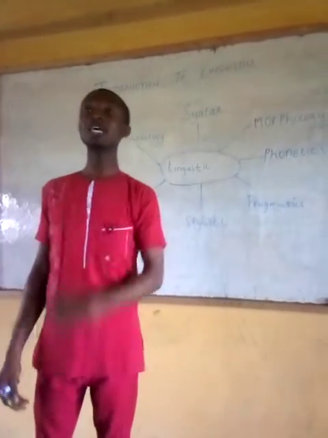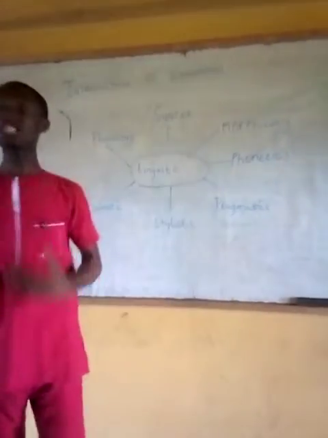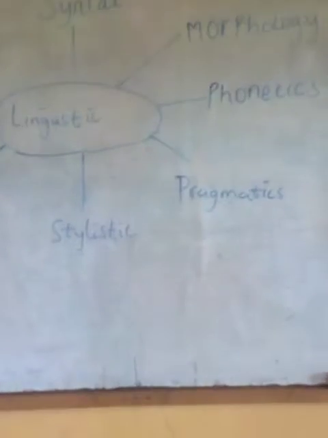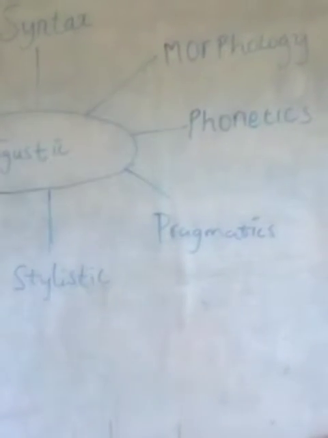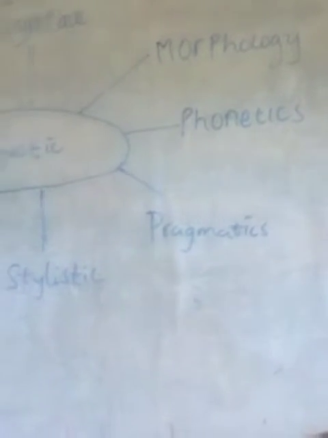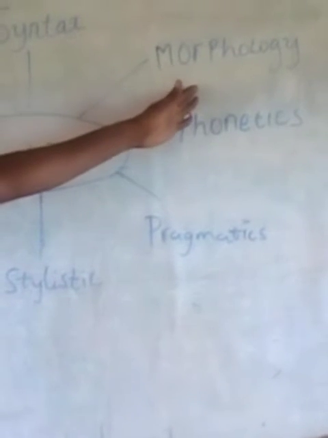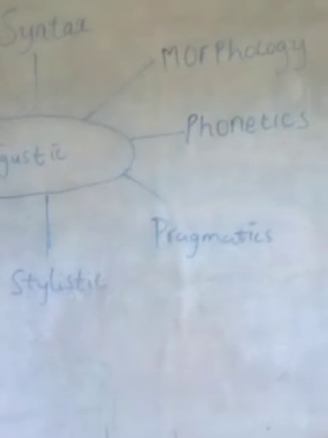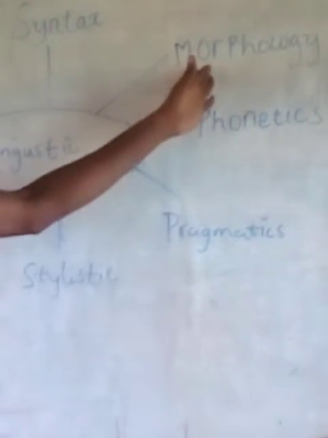Whereas morphology studies the internal structure of a word, how a word is formed. Morphology is the level of linguistics that studies word formation, the internal structure of words, how words are being formed. That is what we do in morphology.